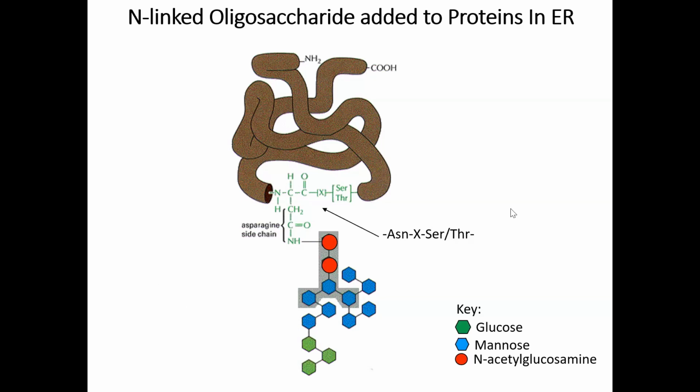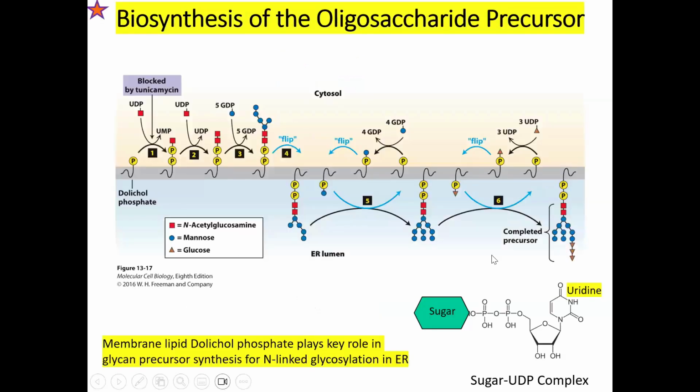So let's take a look at how this happens. You do not have to memorize this entire scheme, just remember the essentials. Here there is a lipid, a phospholipid. This is dolichol phosphate. Definitely remember that. It plays a key role in glycan precursor synthesis in glycosylation. This lipid is essentially the base on which a glycosylation precursor is prepared.